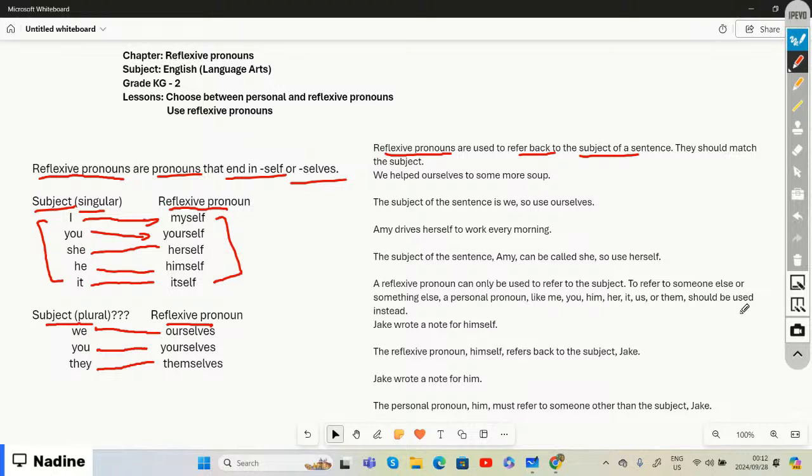And if we look at an example, remember your reflexive pronoun needs to match your subject. And when we say a reflexive pronoun needs to match the subject, for example, I myself, you yourself, she herself, he himself, and it itself. That needs to match. The same with we ourselves, you yourselves, and they themselves.